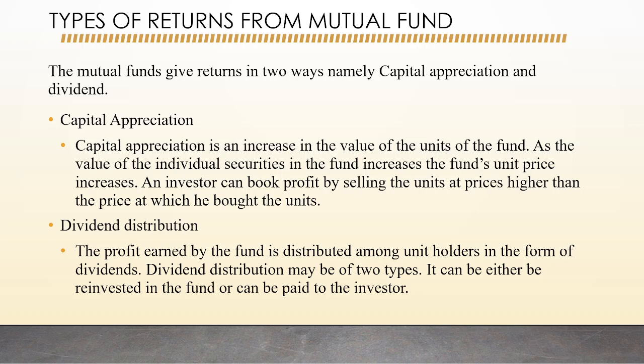The next type of return is the dividend, the profit earned by the fund which is distributed among the unit holders in the form of dividend. The dividend can be either reinvested in the fund or paid to the investors. If a person is looking for a long-term return, generally he reinvests the dividend in the units, that is, new units are purchased with the help of the dividend, or it can be paid to the investors.